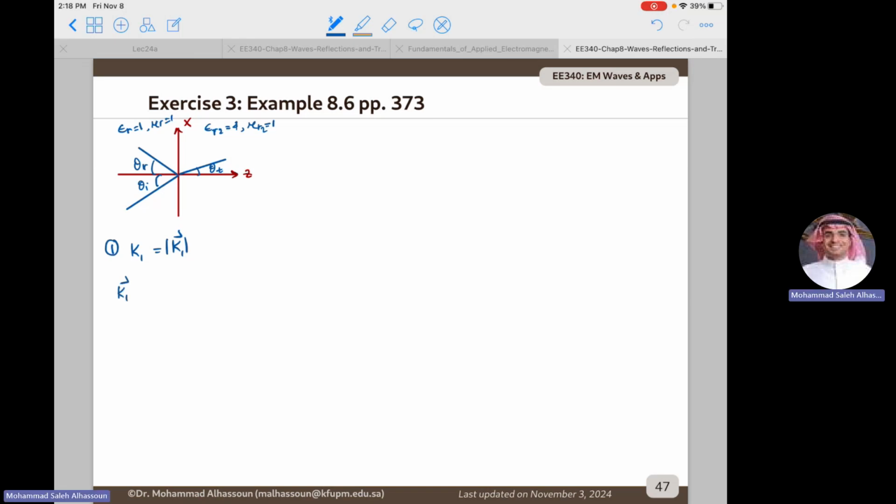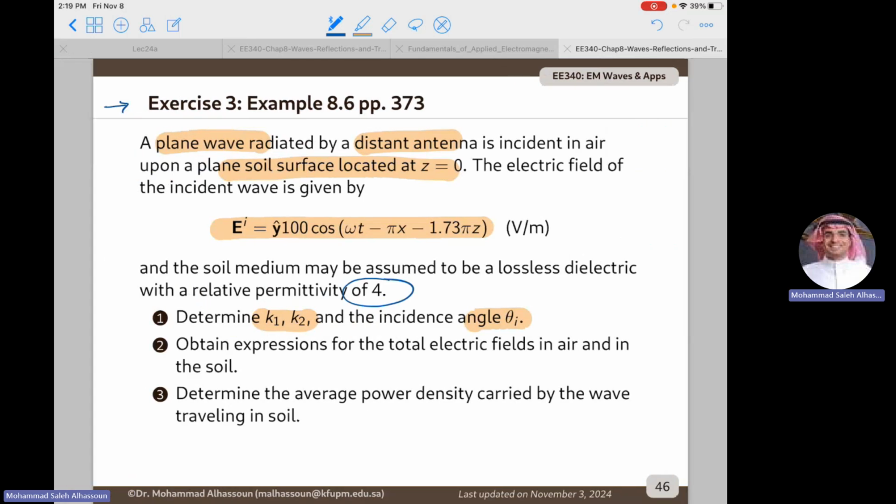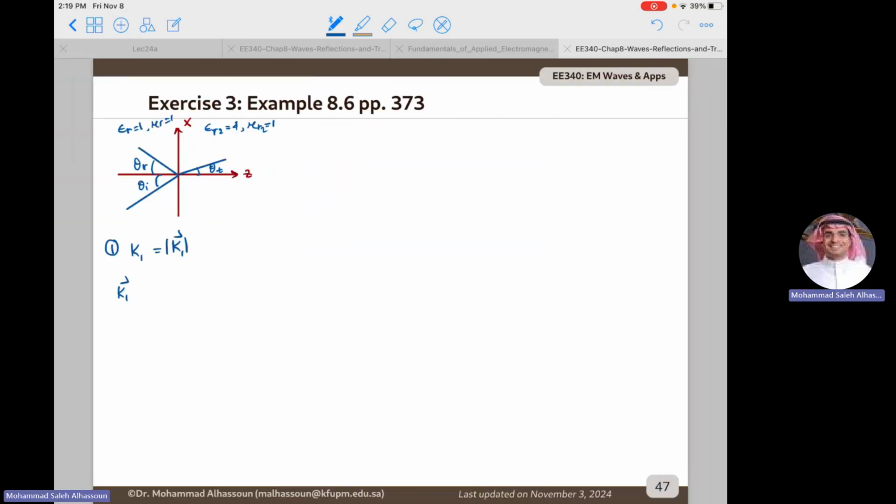So the wave vector in medium 1, let's look at the expression of the electric field. It has an x component, and the value associated with the x component is pi. It has a z component, and the value associated with the z component is 1.73 pi. So this means that the wave vector of medium 1 will be x pi plus z 1.73 pi.